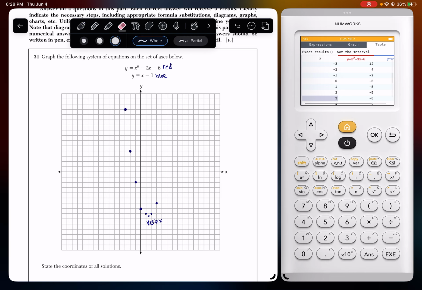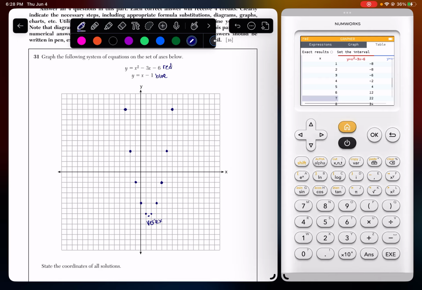I just caught the fact that I plotted my y-intercept wrong. There we go. 3, negative 6, 4, negative 2, 5, 4, 6, 12, and then 7, 22 falls off my graph.